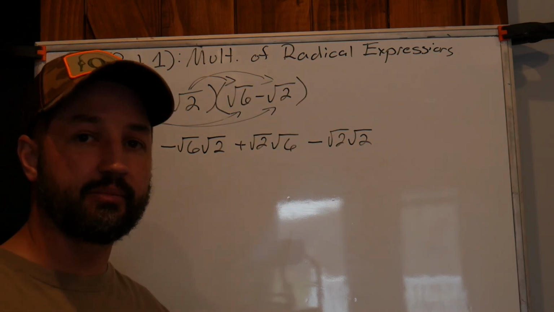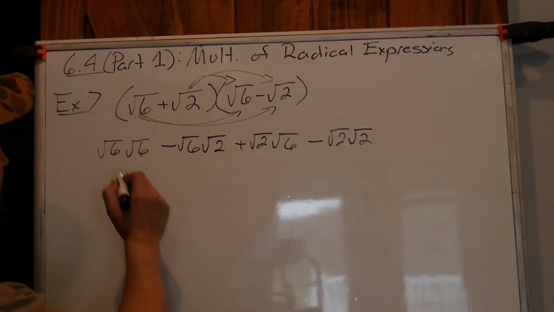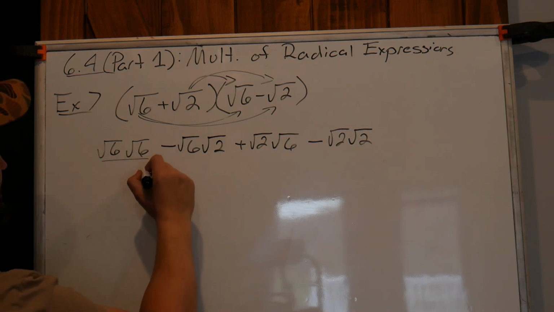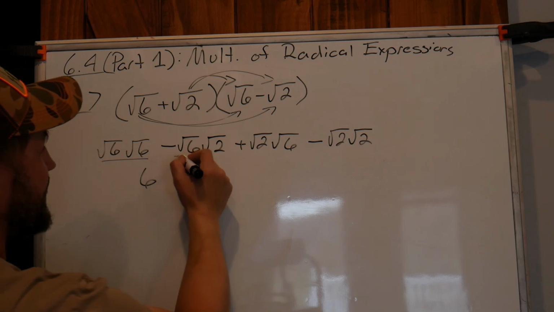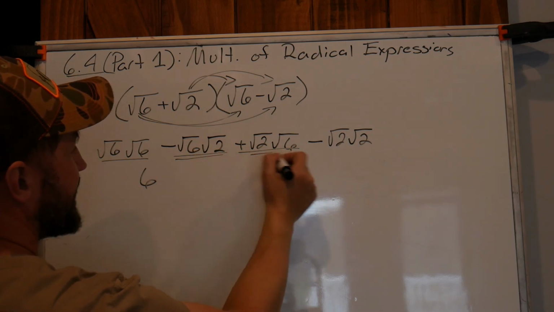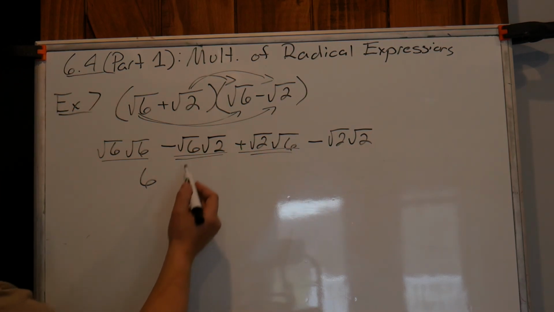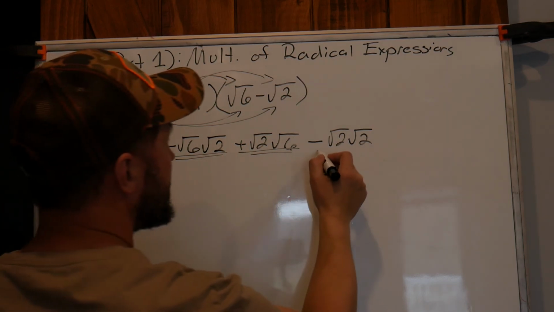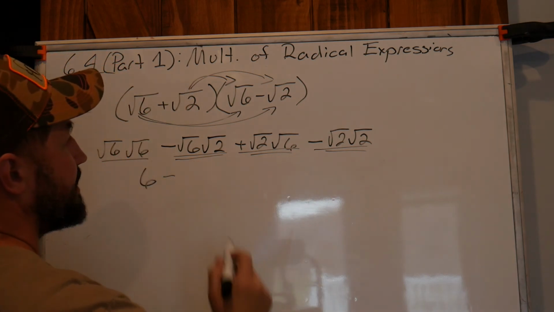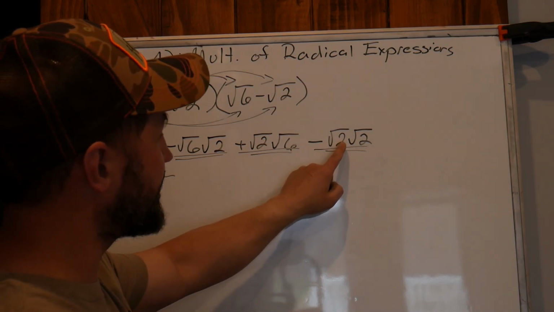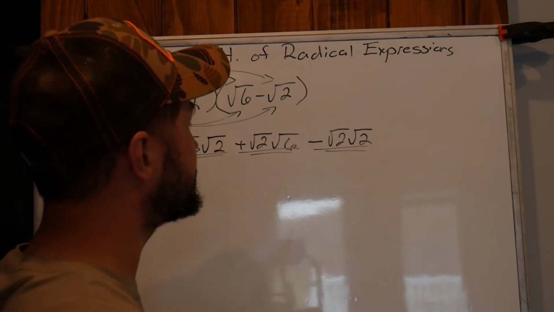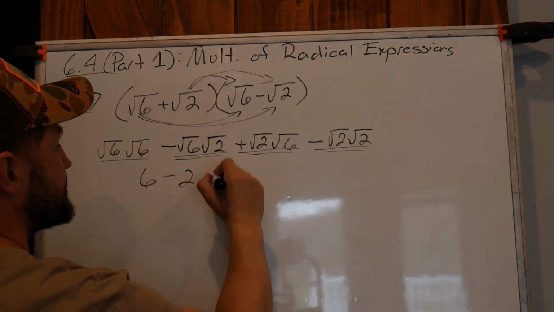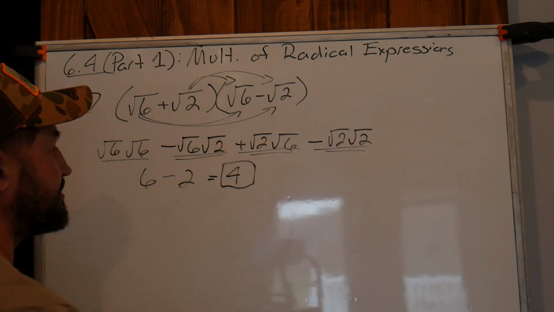You know you're going to end up with a perfect square minus a perfect square. What we have is a perfect square 6, square root of 6 times square root of 6 is 6. We have plus minus the middle term. They go away. Negative square root of 12 plus positive square root of 12. They're gone. And then we subtract my perfect square, square root of 2 times square root of 2, minus y squared. So square root of 2 square root of 2 is 2. And here we get a value of 4.